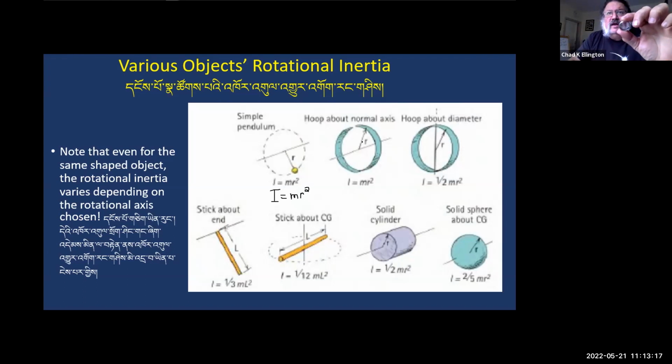So the next one, it shows a hoop about a normal axis. You can think of that as a ring or a hula hoop that you rotate about the center of it.